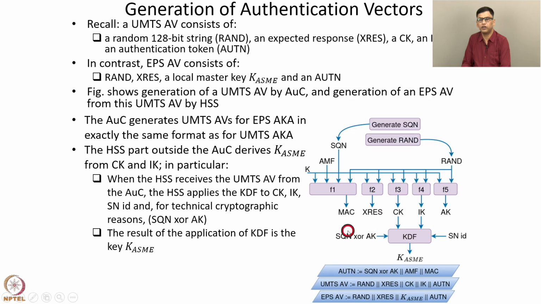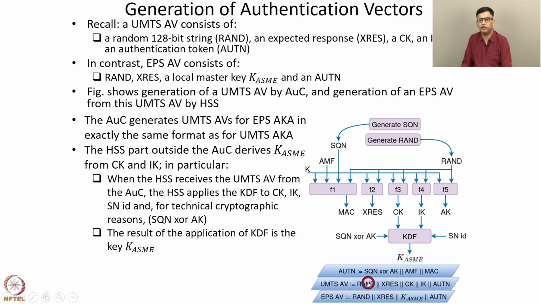So, the reason that this SQN XOR AK is one of the inputs to the key derivation function is a technical cryptographic reason, which we won't discuss. But the result of the application of this KDF is the key KASME that is shown over here. Now, AUTN is SQN XOR anonymity key concatenated with AMF, which has the same meaning as in UMTS, and concatenated with the message authentication code.